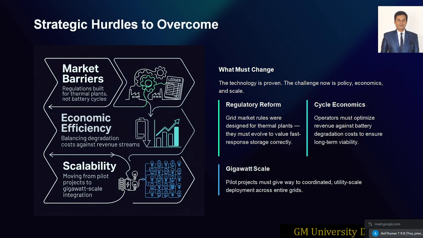So these are the strategies, the different techniques which come to overcome the hurdles in the upcoming days.